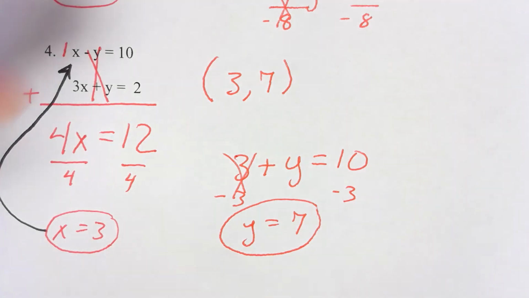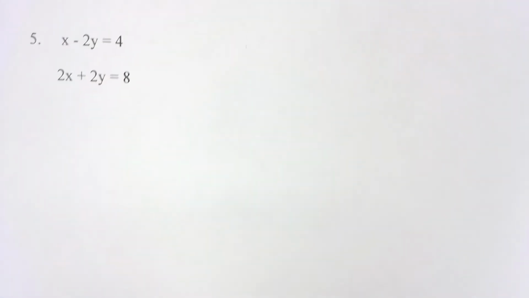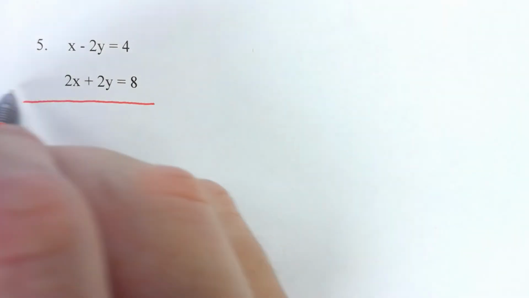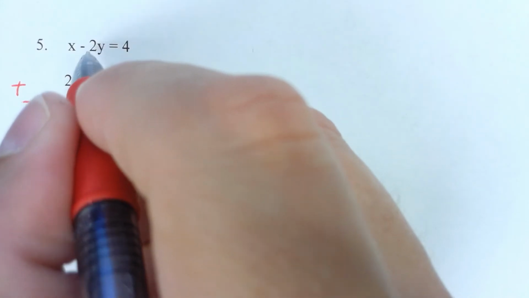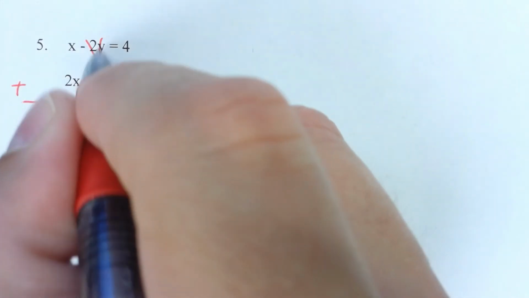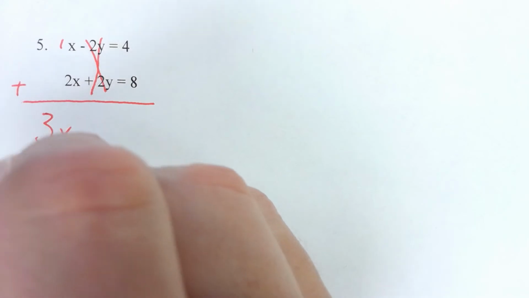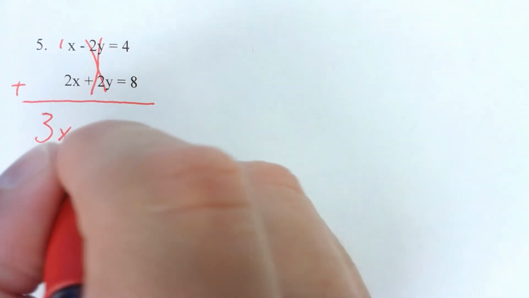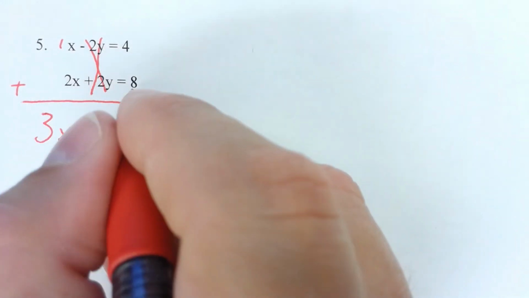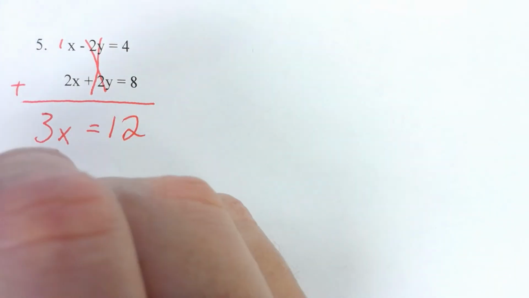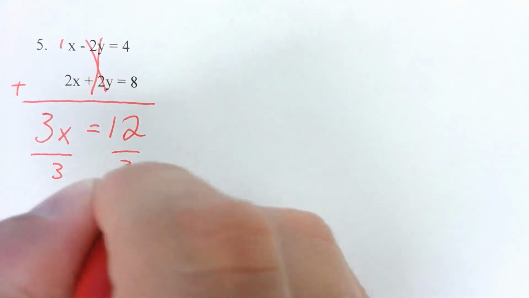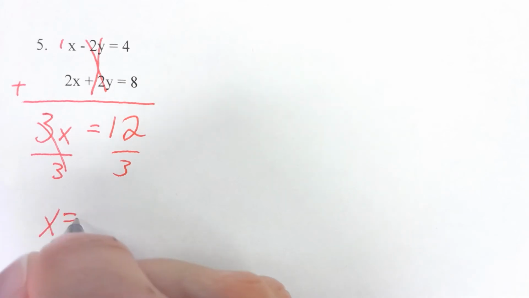Let's try one more. Which one is being eliminated? Well, I have a negative 2y and a positive 2y, so those are going to be the ones that are eliminated. Remember an understood 1 right here. So 1x plus 2x, 3x. This is gone. Equal signs. 4 plus 8 is 12. Divide by 3, x equals 4.